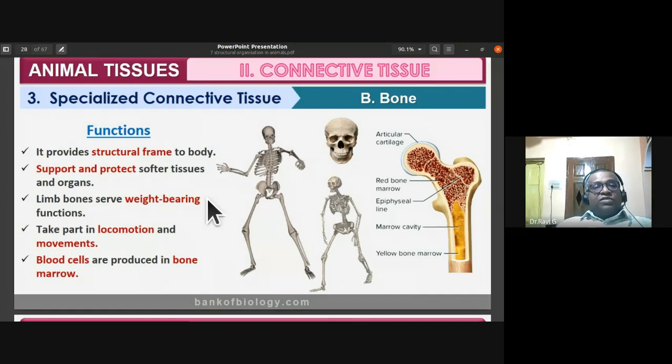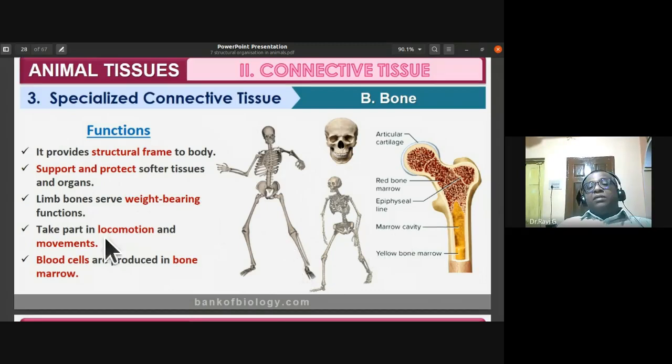So the functions of the bone are, it provides a structural framework to the body. Throughout the body you have this structural framework because of the bones, the skeletal system. They support and protect softer tissues and organs like the heart and the lungs, which are protected by the rib cage. So there are various organs that are protected by the bones. The limb bone serves weight bearing function, especially the forelimbs and hind limbs. They take part in locomotion and movements. So the limb bones also take part in locomotion and movement.